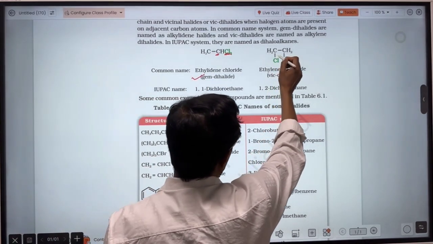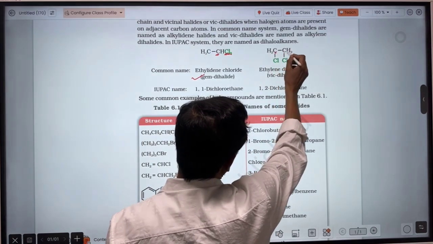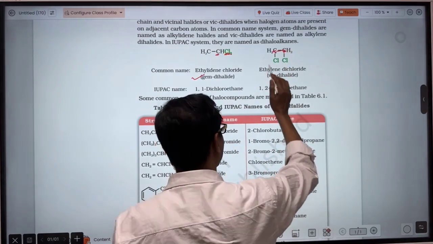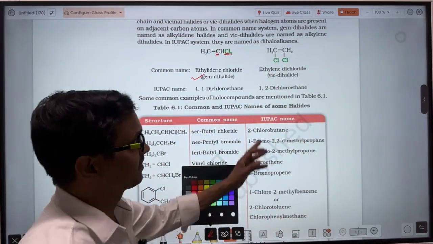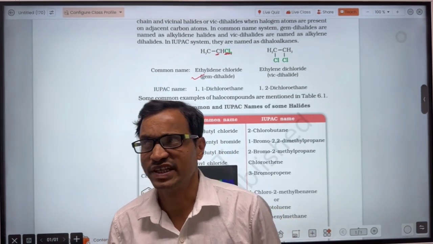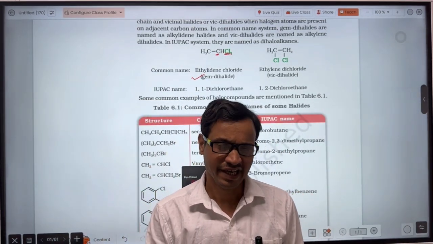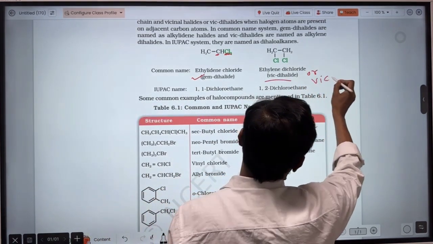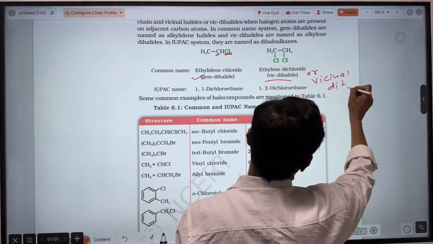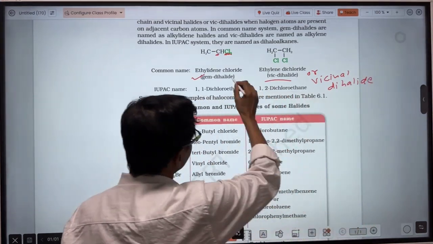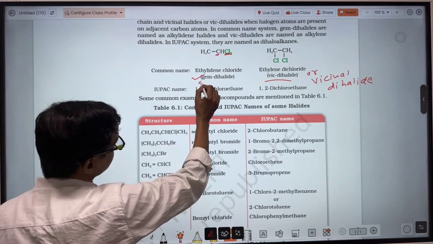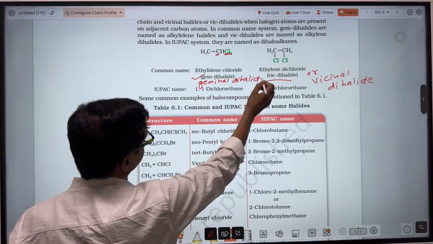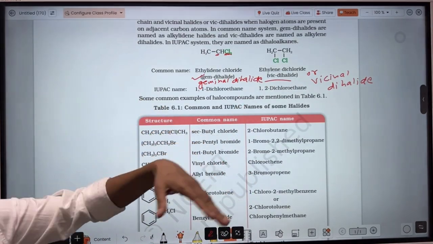And here this halogen is bonded to this carbon atom and that one to this carbon atom. That means both carbon atoms are adjacent. That means the two halogen atoms are bonded to adjacent carbon atoms. So that will be called vic dihalide, or vicinal dihalide. In the same way, the other is called gem dihalide or geminal dihalide. So that is vicinal dihalide, geminal dihalide.